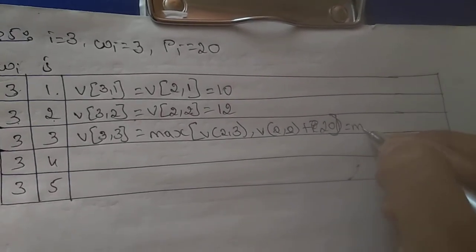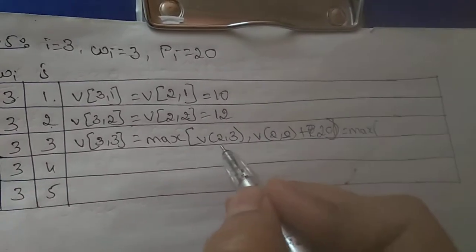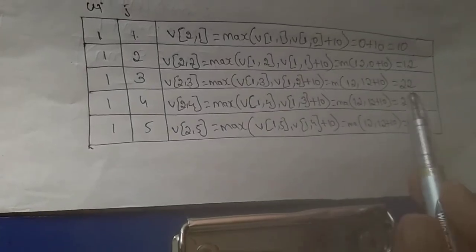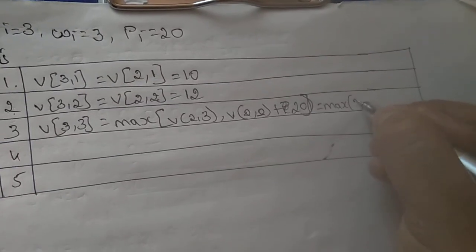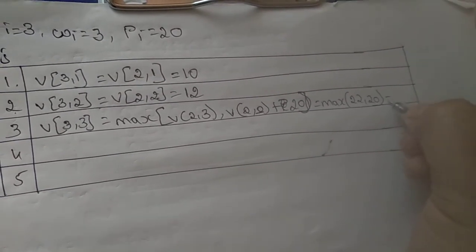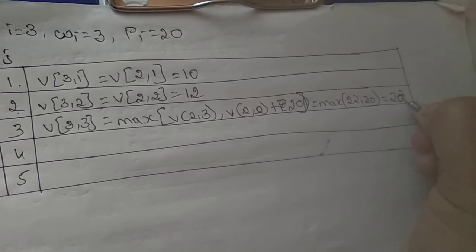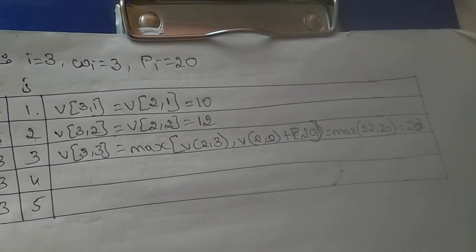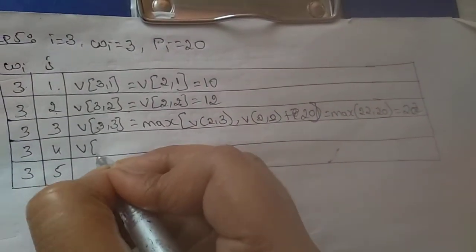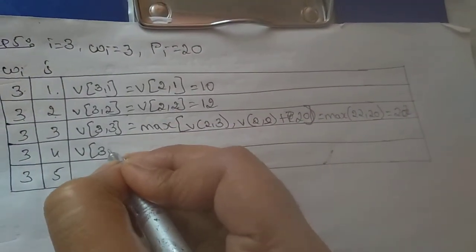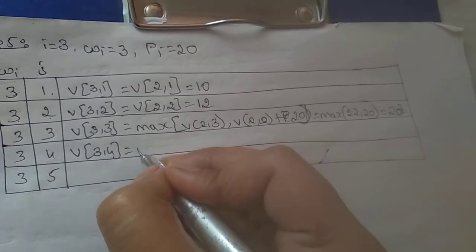Now what you have to do? Max of v of 2 comma 3. What is v of 2 comma 3? 22 comma 20. This is 22. Maximum value is 22. Next, v of i is equal to 3, 3 comma 4.